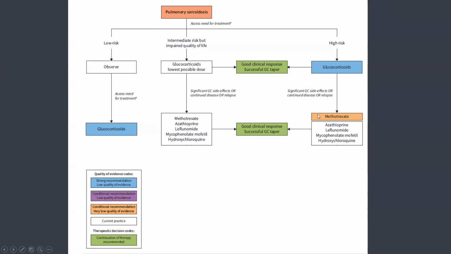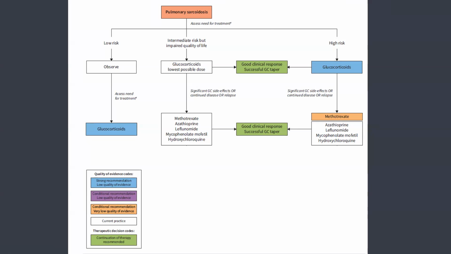And so why would we choose another agent over methotrexate? Because this would be the question that you want to ask yourself. It's just that, are they going to have side effects from the methotrexate? So where do we avoid this? We avoid this in patients that have liver disease, patients that have significant renal impairment. And so we may look at other choices such as azathioprine.